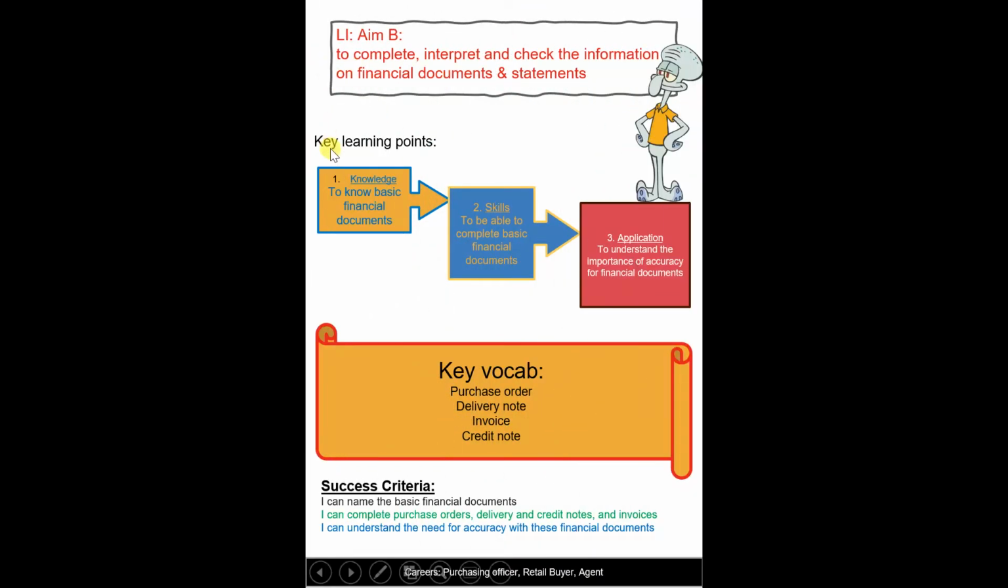For this lesson then you're going to look at basic financial documents, things like purchase orders, delivery notes, invoices and credit notes, and they go in that order because you need to make a request. You want to purchase, then your goods get delivered, then you pay for them, and then if there's a mistake there's a credit note. So those are the key documents we're looking at. So you're going to look at completing them and understanding the accuracy and what could possibly go wrong if you're not accurate.